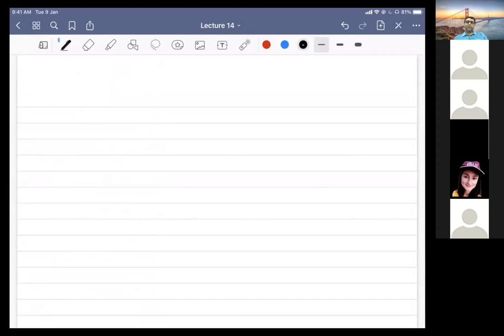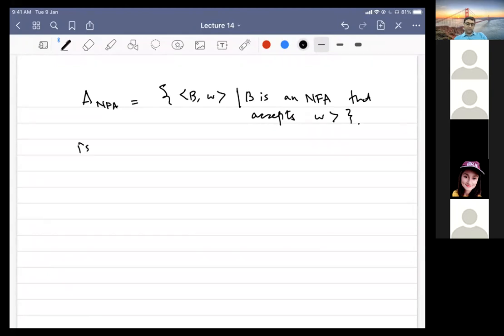Okay. So from now onwards, whenever we have such questions of decidability, I will give you a proof. But that proof would be shorter, because we already understand what it is required to include in the proof. So I have another language, and that language is ANFA. It is the encoding of B and W, such that B is an NFA that accepts W. So my question is, is ANFA decidable?